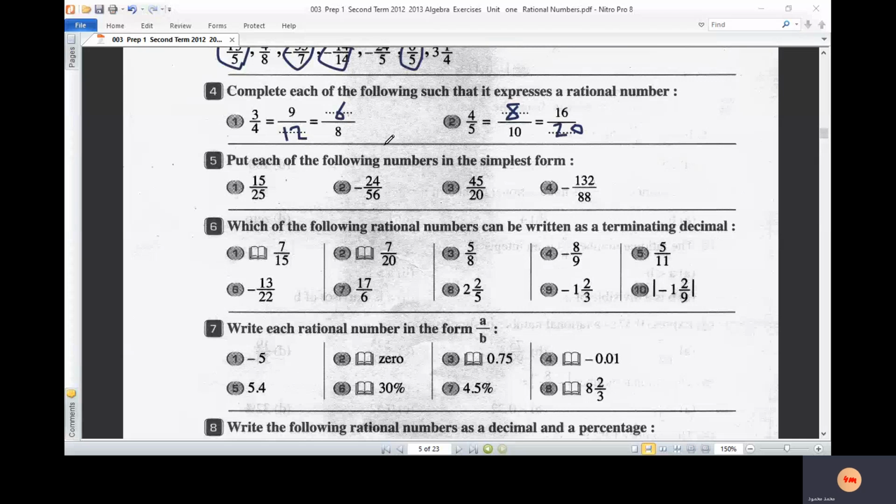Negative 24 over 56. The two numbers 24 and 56 are divisible by 8. So you will divide by 8, you will get negative 3. Divide by 8 equals 7. Then 45 over 20. This is an improper fraction. Improper fraction means numerator greater than denominator. So at first you will divide by 5, it will be 9 over 4. And if you want to change it into a mixed number, it will be 2 1/4.